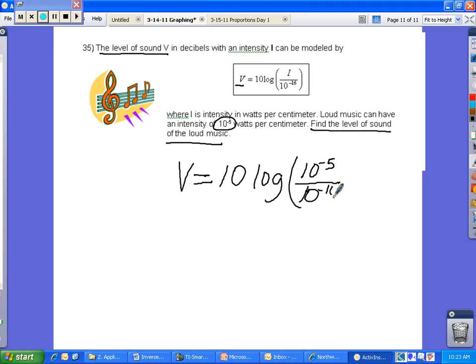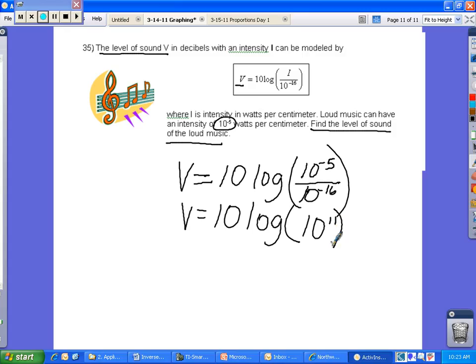Now, you could put this in your calculator exactly how it looks, except it's going to be a lot of keystrokes to put in 10 to the negative 5 over 10 to the negative 16. So it's probably better to use your laws of exponents to simplify that before you put it in. So since you're dividing, same base, you know you can subtract the exponents. So negative 5 minus negative 16 is going to be positive 11. Now you can plug that into your calculator, 10 times the log of 10 to the 11th power, and you were going to get 110 decibels.